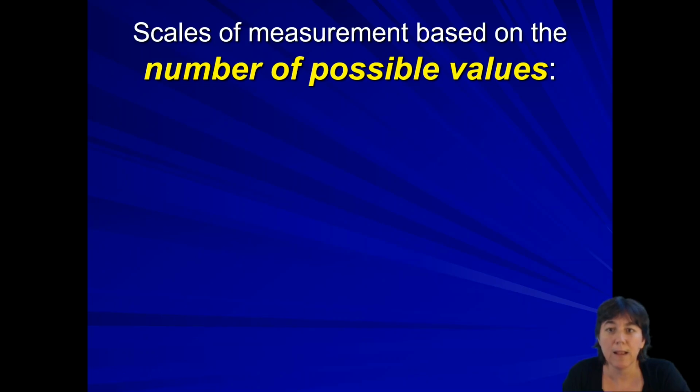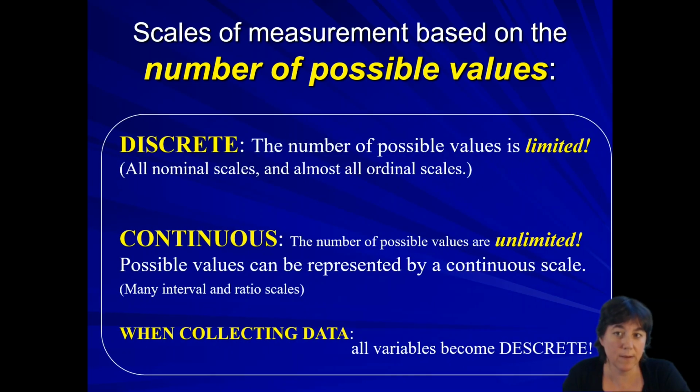Okay, let's see another type of distinction. Sometimes the number of possible values in a measurement is limited. All nominal scales and almost all ordinal scales are like that, because there's simply not a limitless number of colors. Even if many colors are listed, you have a discrete number of colors, okay? And about the types of education, well, you have lower, middle, and higher education, and that's it.